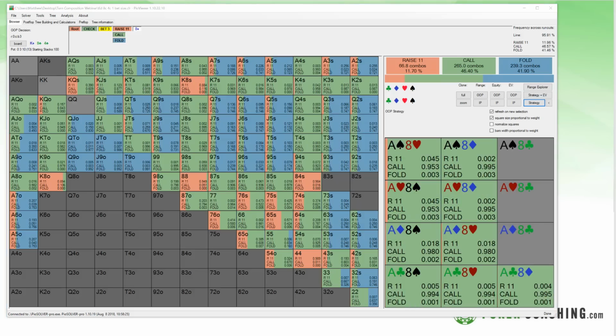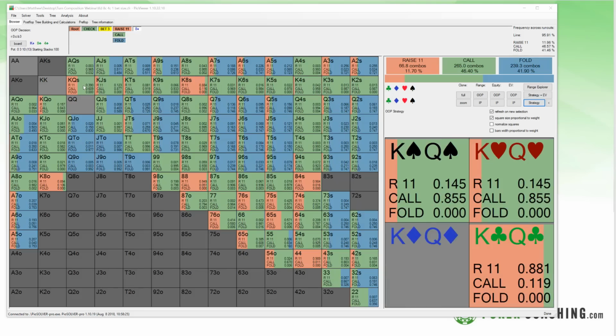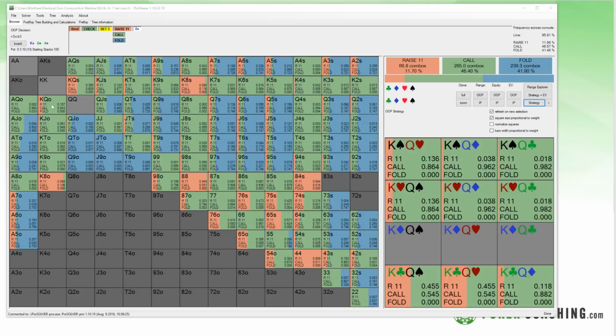This is a middle position opening range. King queen suited with the flush draw. Yeah, it's raising king queen. It's basically just raising king queen suited with the flush draw, and then some king queen off when it has the king of clubs.